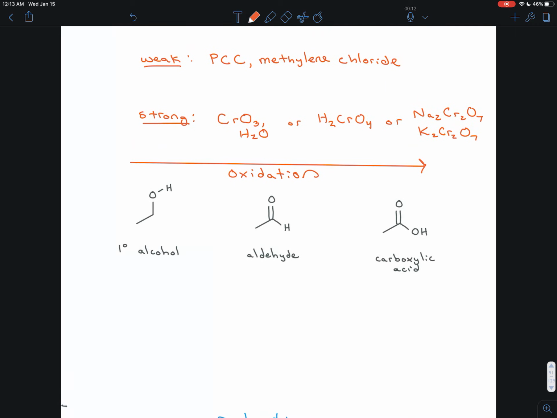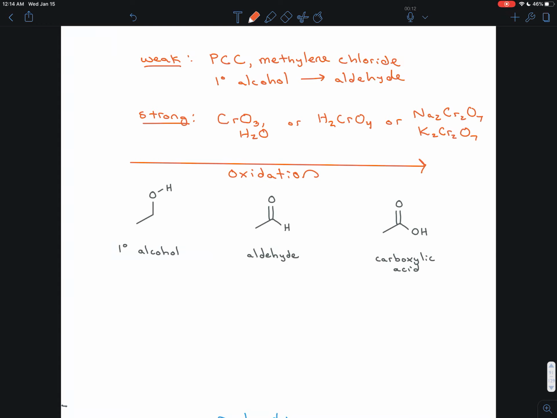PCC, the weak oxidizing agent, will take a primary alcohol and it will turn it into an aldehyde. So notice, a primary alcohol could be oxidized to an aldehyde. That's just being oxidized once. So you have one bond to an electronegative element. Here you have two. So it's really just being oxidized once.